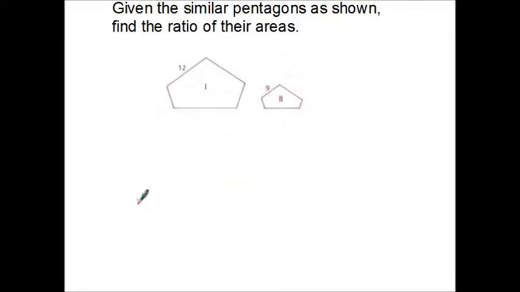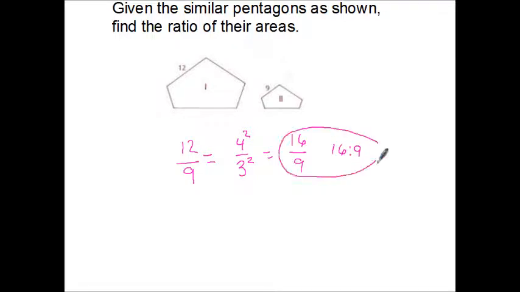So here's our next one. We're given similar pentagons as shown. Find the ratio of their areas. Press pause and let's see what we got. Hopefully, you did 12 over 9 and either squared it from here, or what I would have done was reduce it. It would have reduced to 4 to 3. Square top and square the bottom, and that's going to give me a 16 to 9 ratio, or we can write it 16 colon 9. Both answers are perfect, and hopefully we're getting the hang of this.